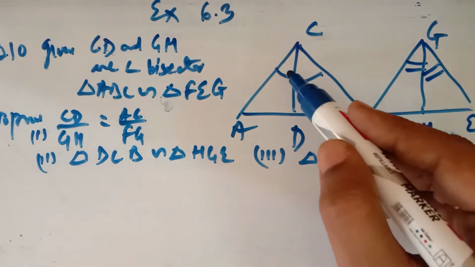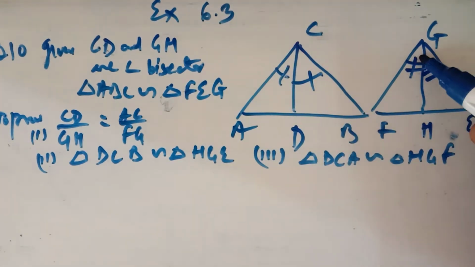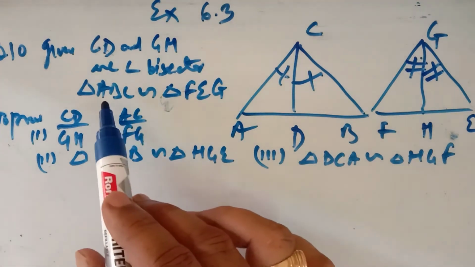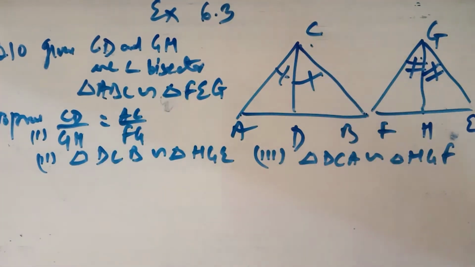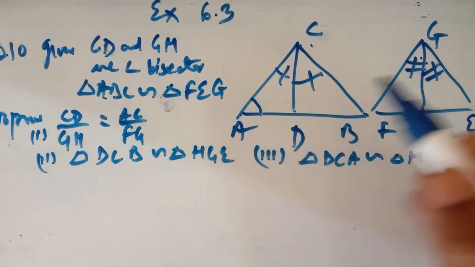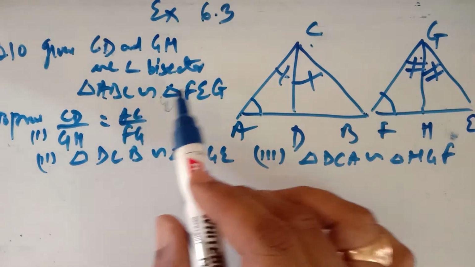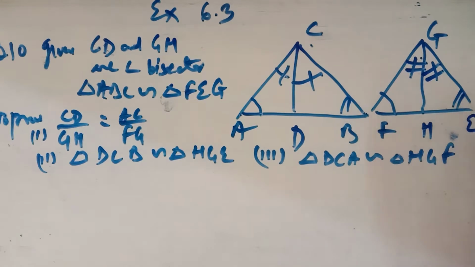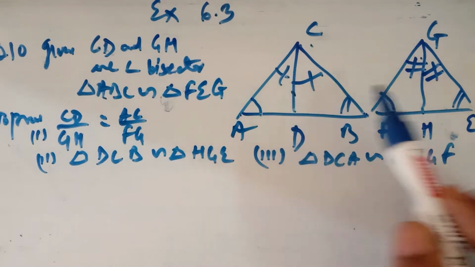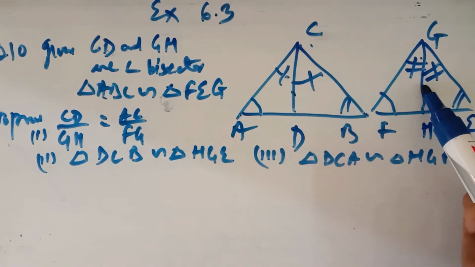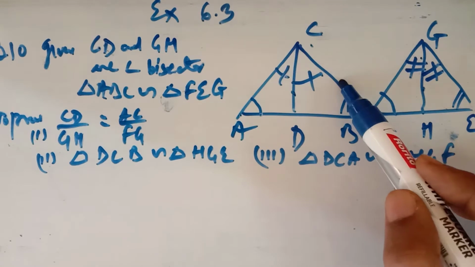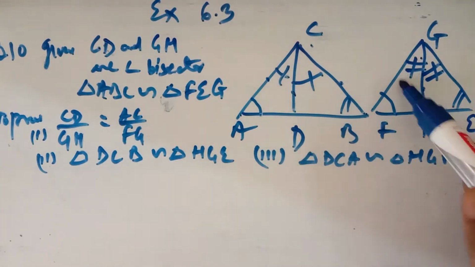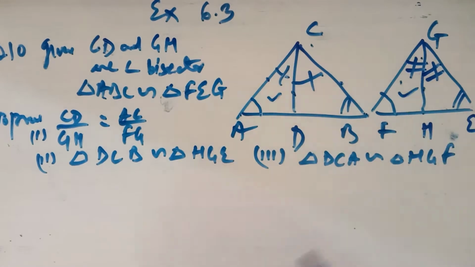So these are the angle bisectors. This angle is equal to this angle, and triangle ABC is similar to triangle FEG. So this angle will be equal to this angle, and angle C will also be equal to angle G, corresponding parts of the similar triangles. They are equal to each other. Now CD upon GH, you have to prove that it is equal to AC upon FG. So it means you have to prove that these two triangles are similar.